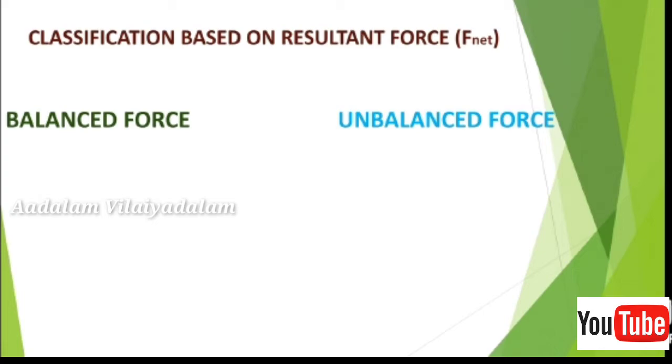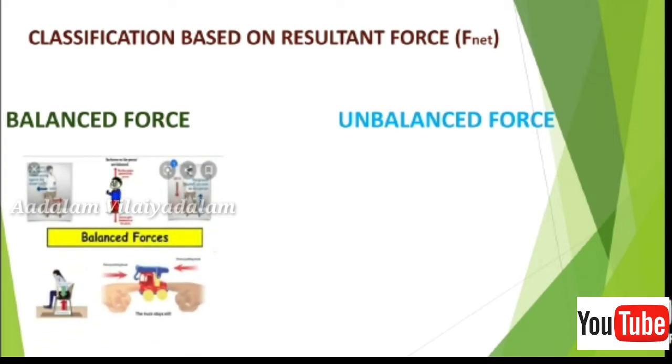First one, balanced force. If the value of resultant force is 0, then the body is in equilibrium. Such type of force is known as balanced force. That means if the value of resultant force is 0, then the force is known as balanced force. An example for balanced force is floating in water.